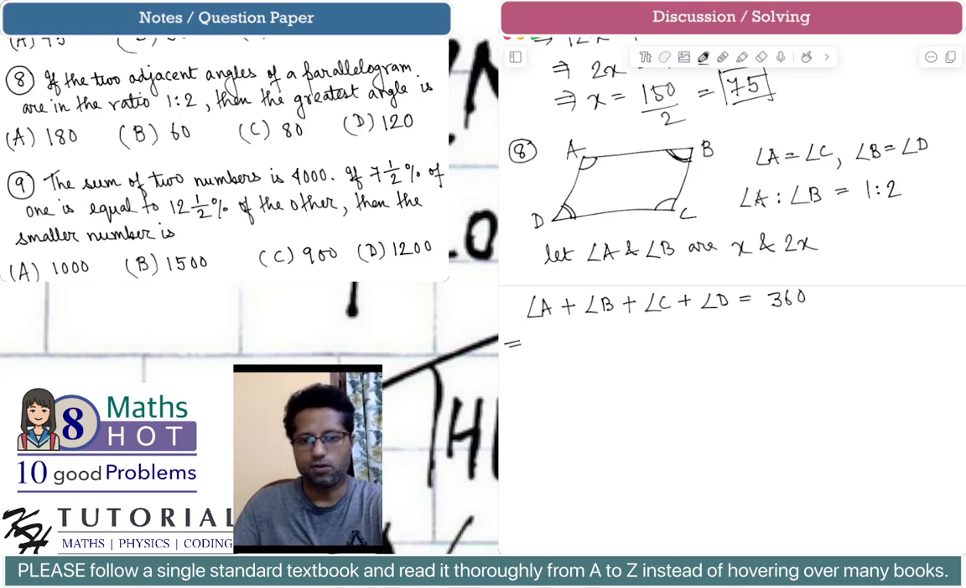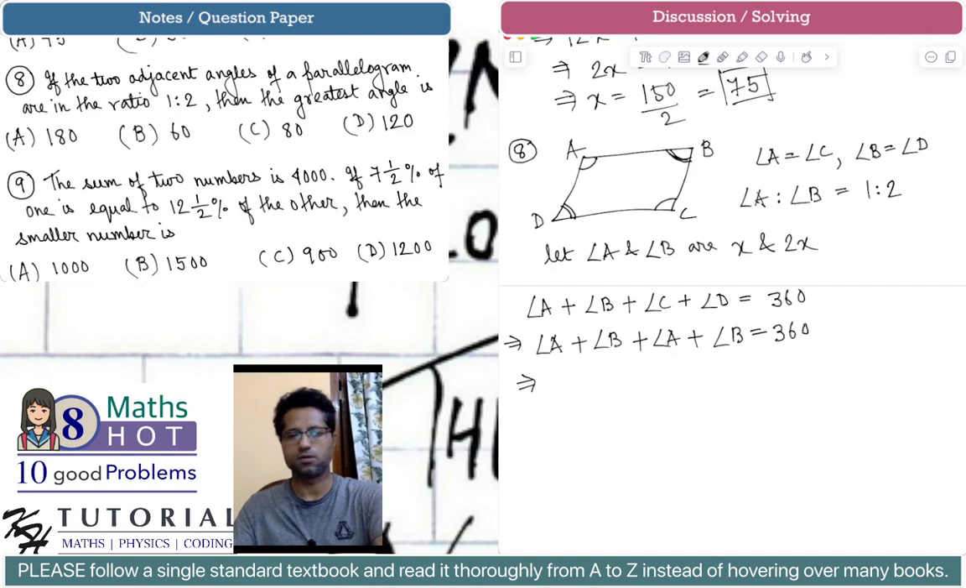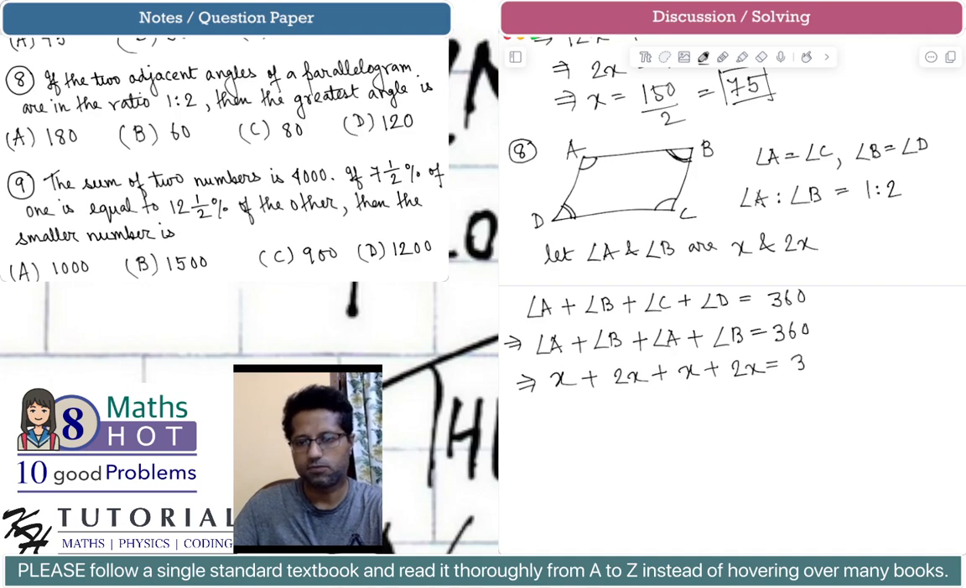We also know that angle C is equal to angle A. So instead of angle C, I can write angle A, and instead of angle D, we can write angle B. Now, as per our assumption based on the given ratio, angle A and angle B are x and 2x. So we can say x plus 2x plus x plus 2x is equal to 360. This implies if we add up all the x terms on the left hand side, it becomes 6x. 6x is equal to 360.